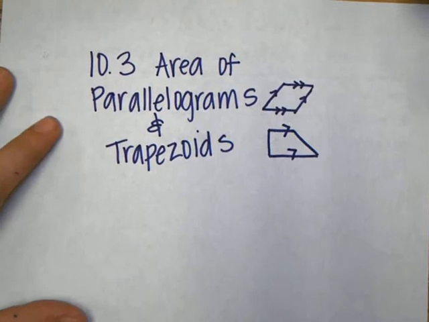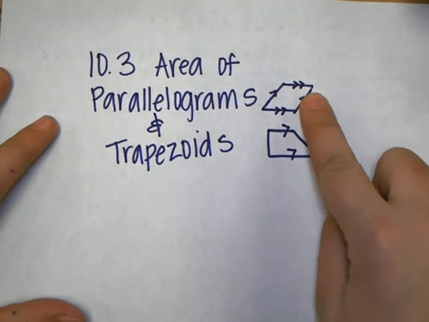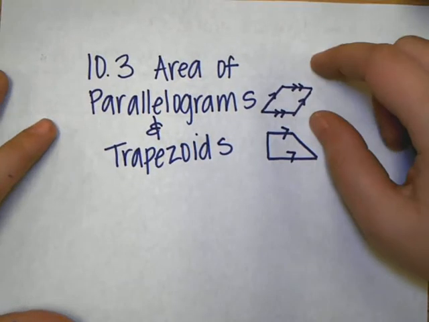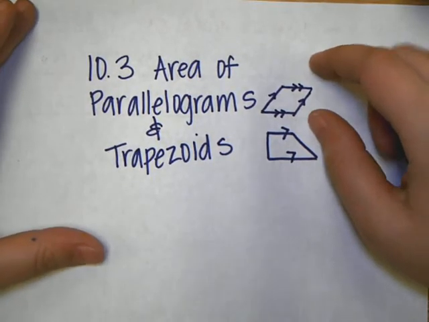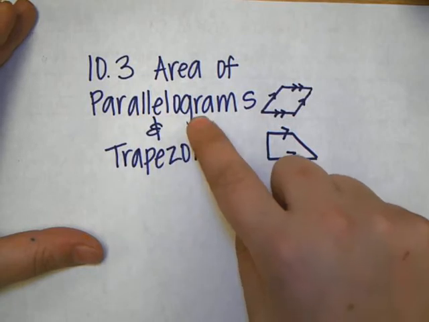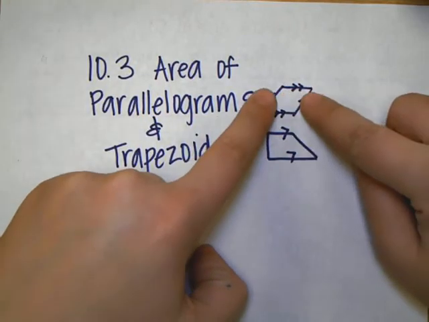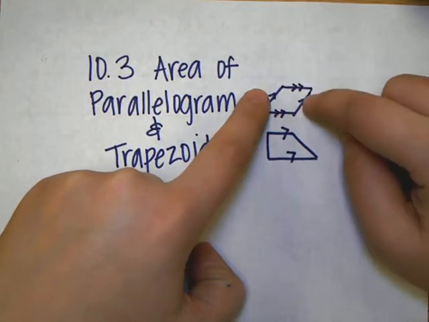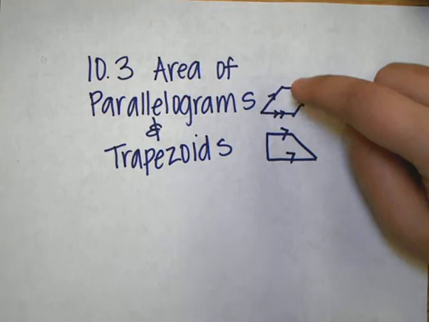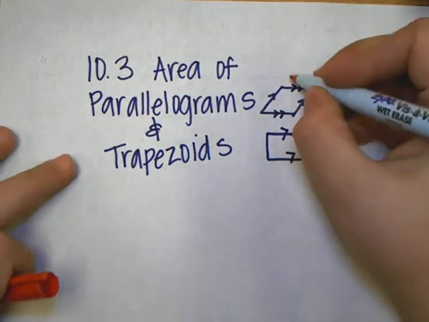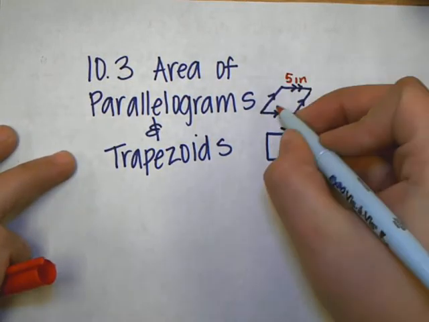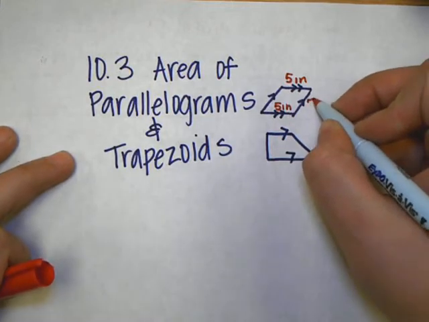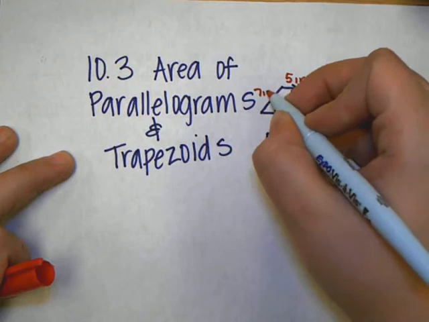Today's lesson is on how to find the area of a parallelogram and trapezoids. Just as a little review from last week, to be a parallelogram, it has two sets of parallel sides, this one and this one. We also know that opposite sides are equal, so if this was 5 inches, then this is 5 inches. And if this was 7 inches, then we'd know that this is 7 inches.